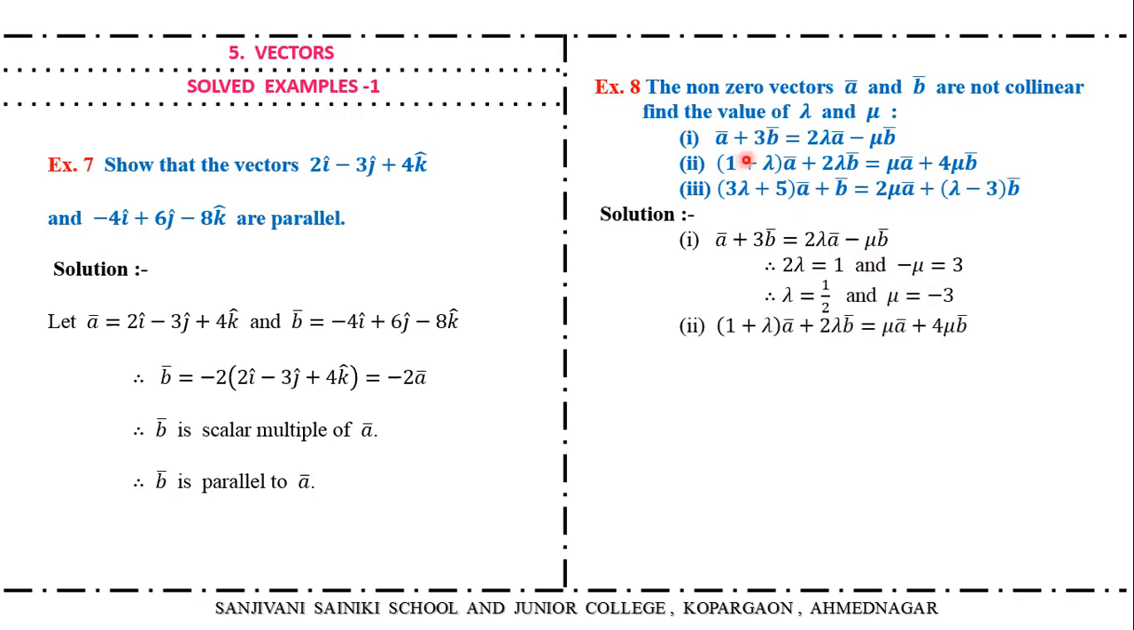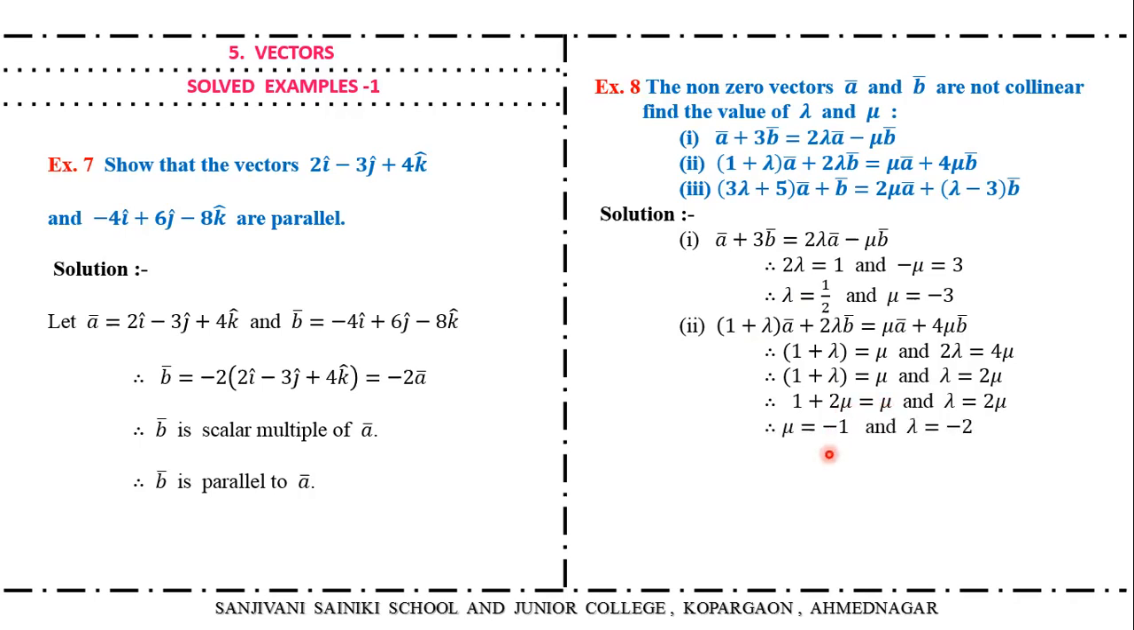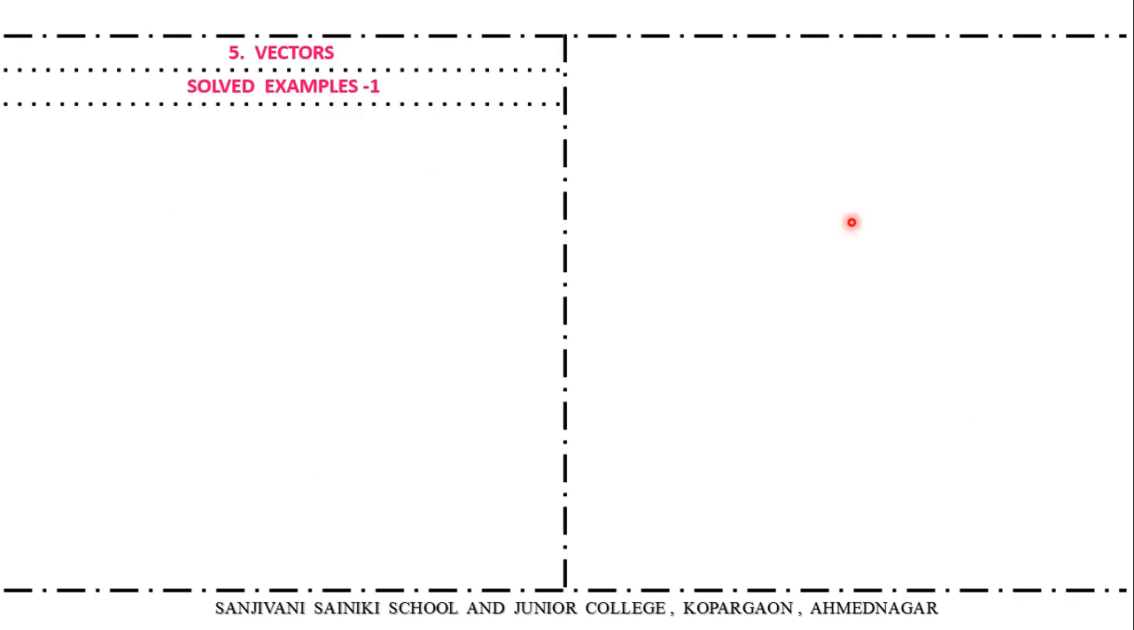Similarly, from the second equation, mu is equal to 1 plus lambda and 2 lambda is equal to 4 mu. So after solving, we get lambda is equal to 2 mu. I will put that in this equation, lambda is equal to 2 mu. So 2 mu is equal to mu, so 1 mu remains and you get mu is minus 1. You put that minus 1 in the second equation, you get lambda is equal to minus 2. Similarly, we can find the value of lambda and mu from the third equation.